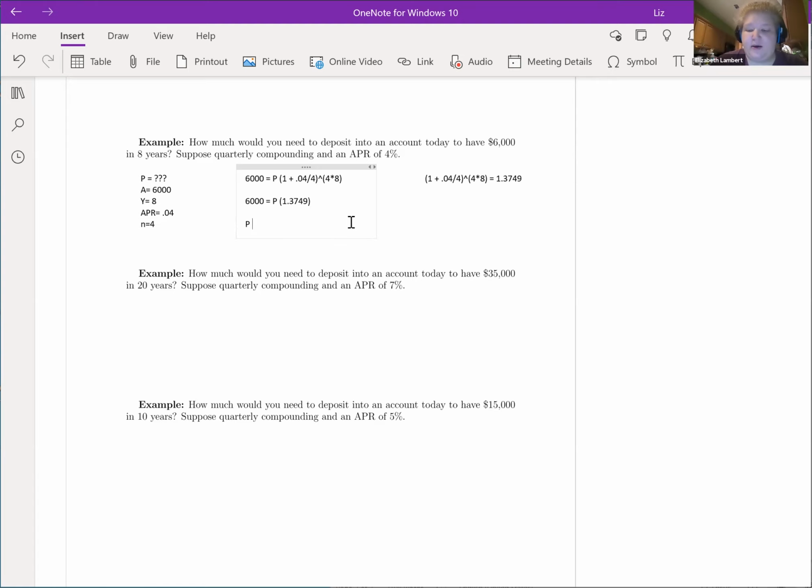So P here is going to equal 6,000 divided by 1.3749. Normally they'll give you rounding directions. If they don't, either go with dollars or cents. I'd try cents first if they don't tell you. So this would be $4,363.95. That's what I'd have to invest to have $6,000 in 8 years.